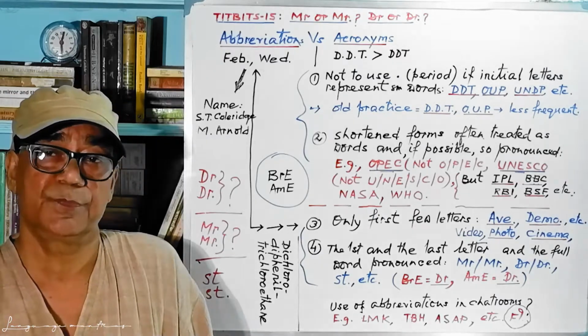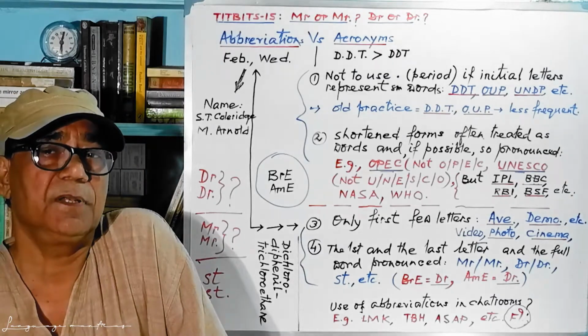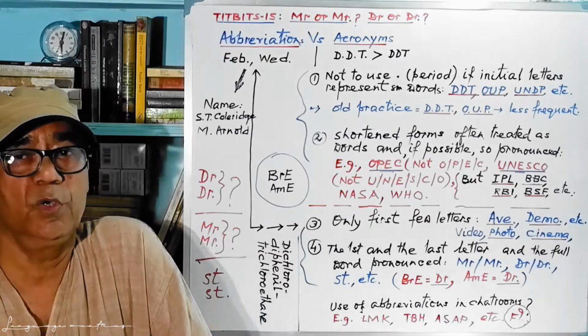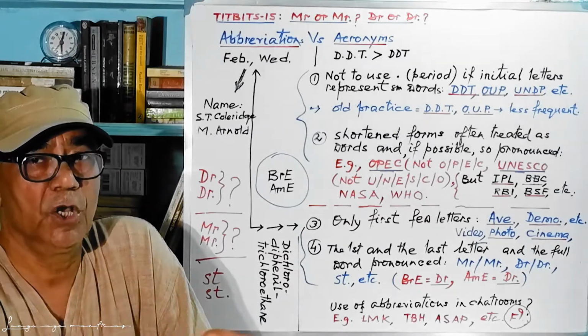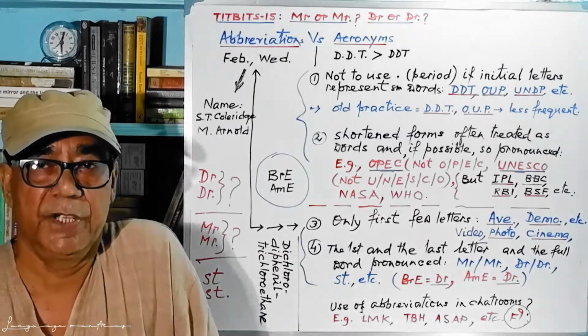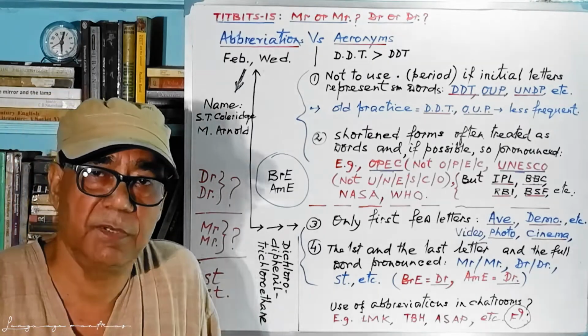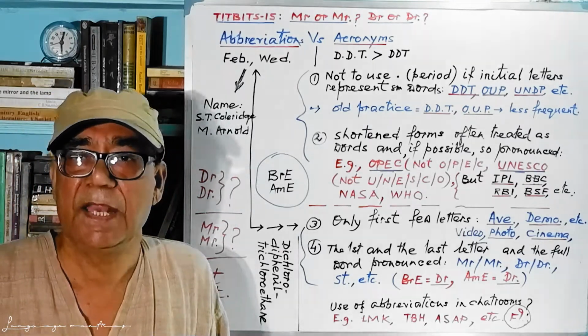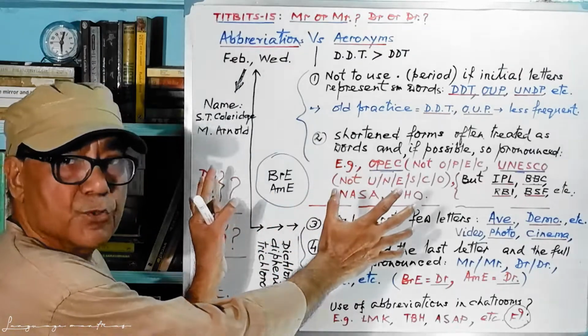So what will you do? Very simple answer. If you are a follower of American English, you give a dot. And if you follow British tradition, you do not give it. That ends there. And with this, our discussion also comes to an end.